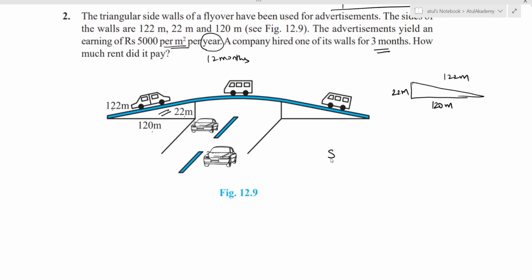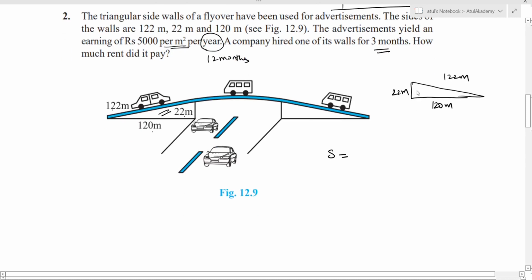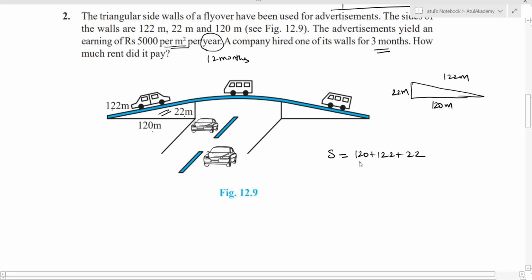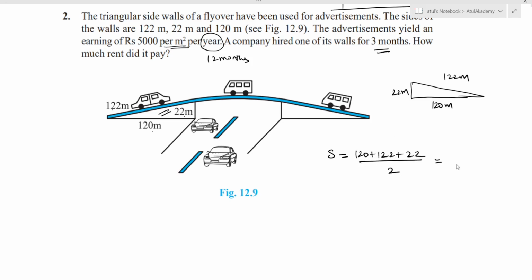So first we need S. We'll use Heron's formula again because only the sides are given to us. Okay, students, because we do not know if this is exactly a 90-degree angle over here. Otherwise, we would have used half into base into height also. But let's use Heron's formula only. So S is 120 plus 122 plus 22 divided by 2. So how much are we going to get over here? This is 2 to 4 and then 6 and then 2 by 2, which is how much? 132 meter. That's your S.